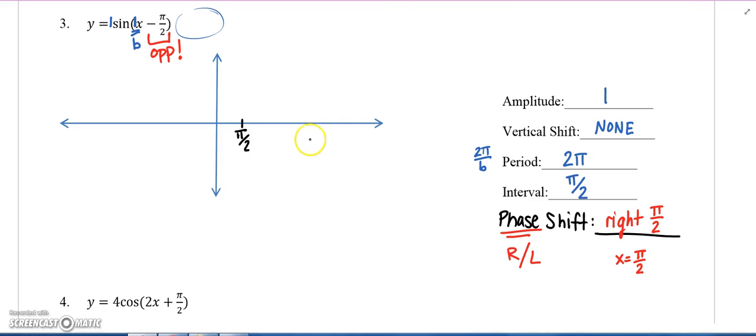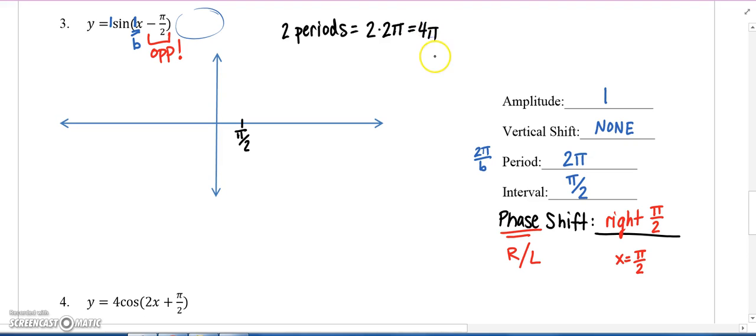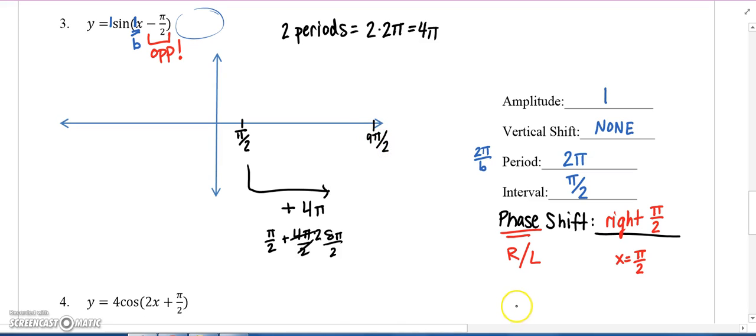To get the last x value, we repeat that process of 2 periods. That is 2 times the period, which is 2 pi, so 4 pi. Here's the difference. Now I have to add 4 pi to my new first value to get my last one. So pi over 2 plus 4 pi, we would need common denominators. So that would be 8 pi over 2. Pi over 2 plus 8 pi over 2 is 9 pi over 2. So that would be my last value. And then we would use our interval and keep adding to get the rest of them in between.